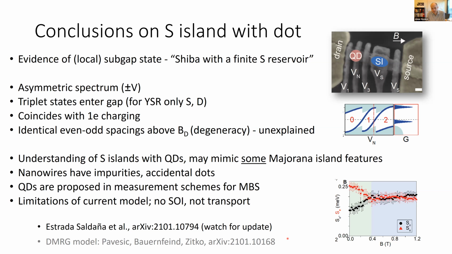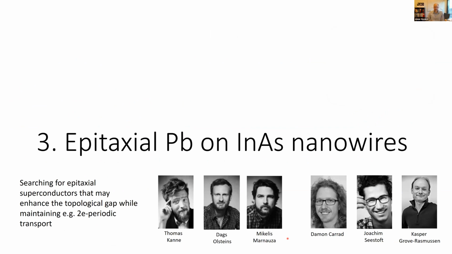Now, let me return to the material science and some of the issues we raised at the beginning about super-semiconductor hybrids. And at the end, I would like to show some results on lead, which is quite an interesting superconductor in combination with various semiconductors. And of course, the motivation for going in this direction is the quest for superconductors that may enhance the topological gap as compared to aluminum, which is otherwise a favorite material.